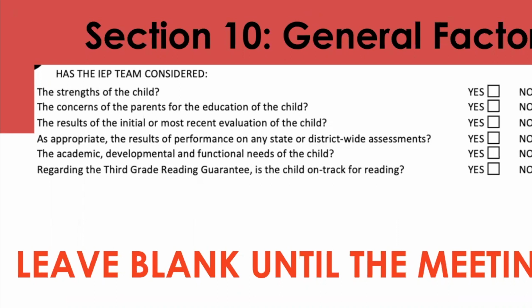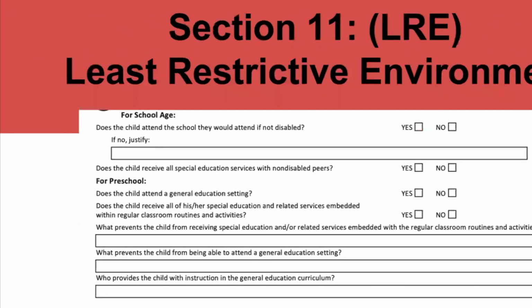Section 11, the least restrictive environment. When determining your LRE, the IEP team needs to consider why the student requires services outside of the regular education setting without accommodations, and why SDI cannot be provided in the general education setting with typically developing peers with supplementary aids and/or services. And it needs to be based on the individual needs of the child, not the child's disability.